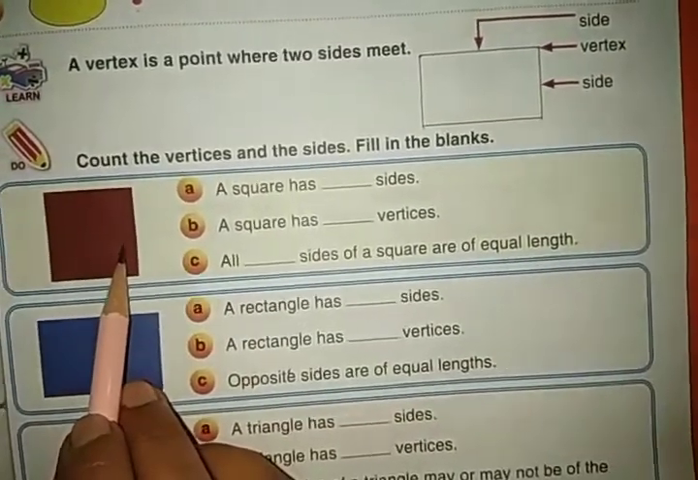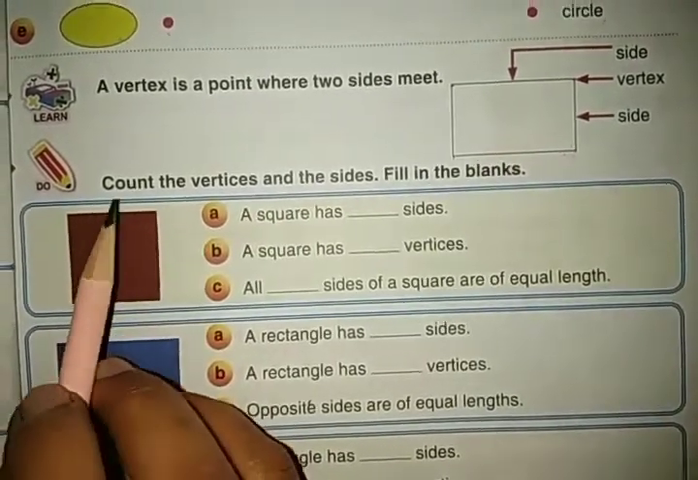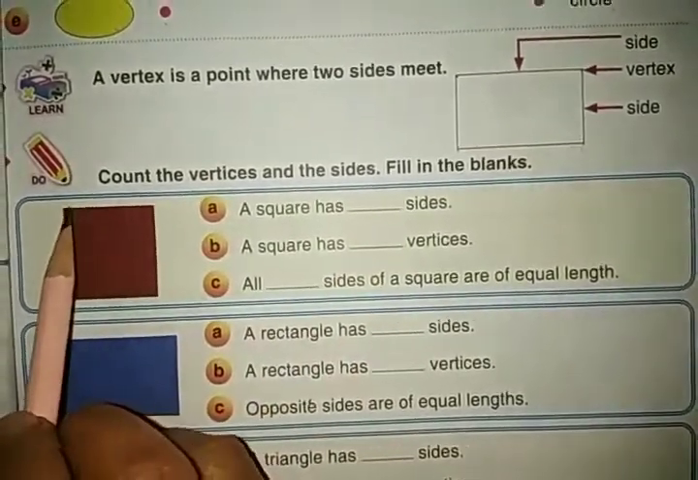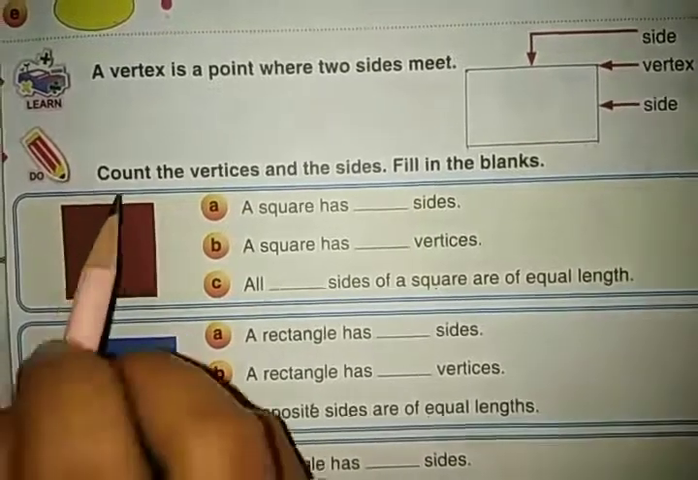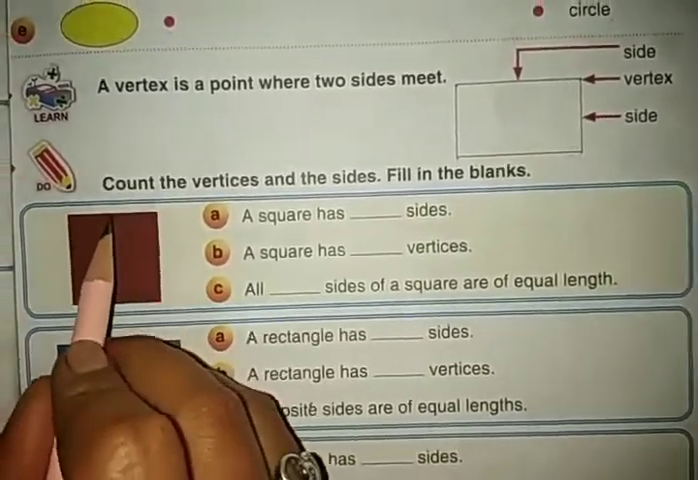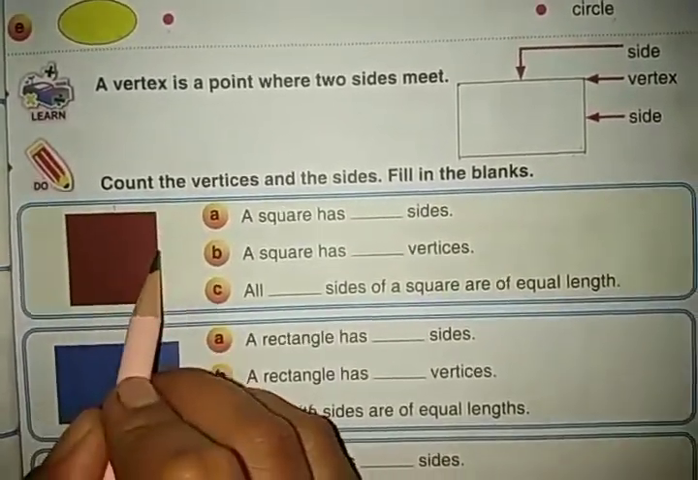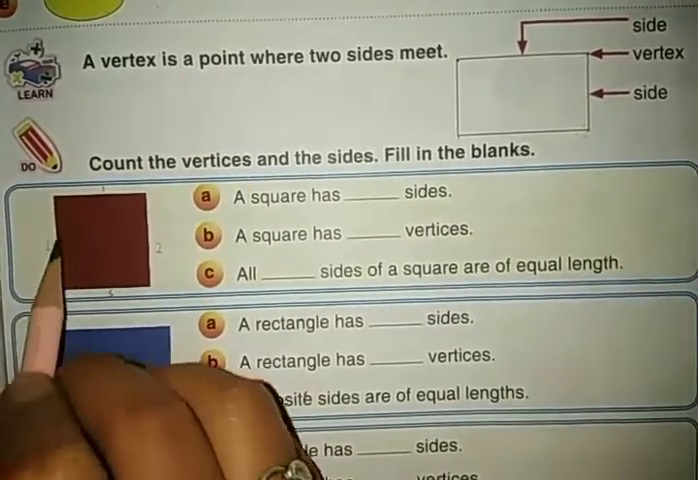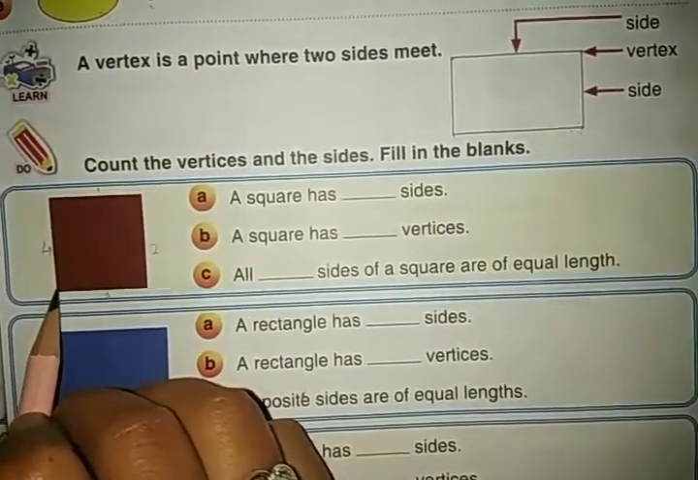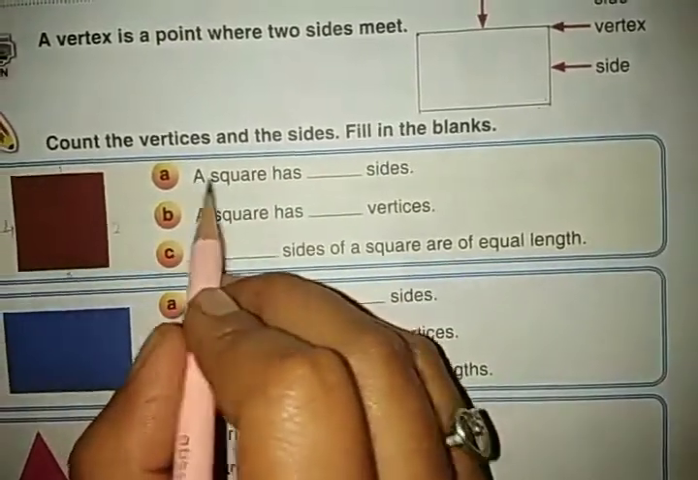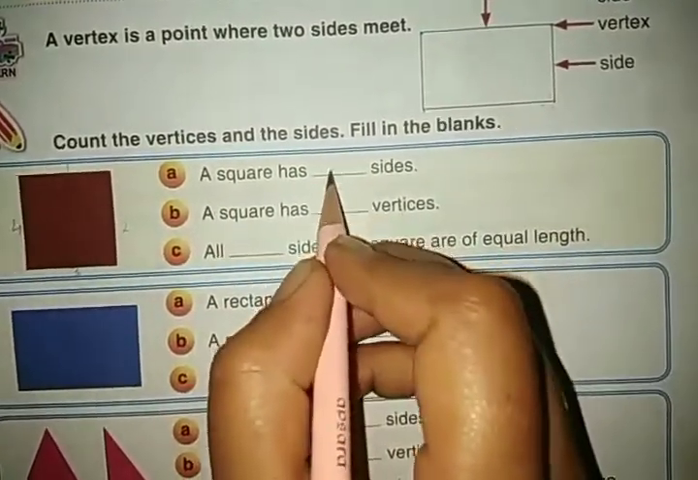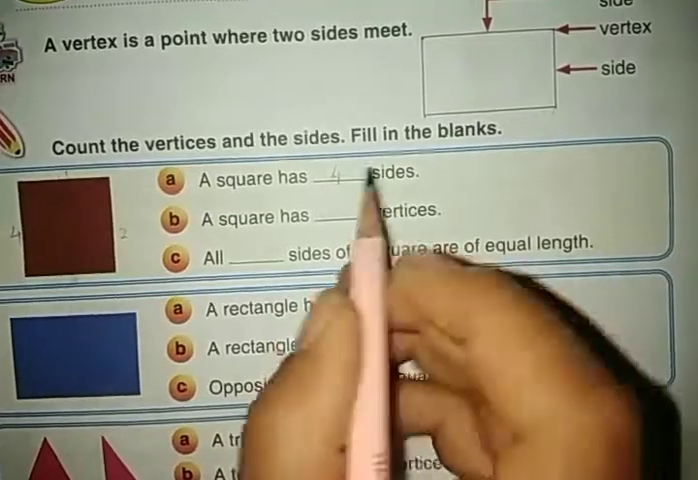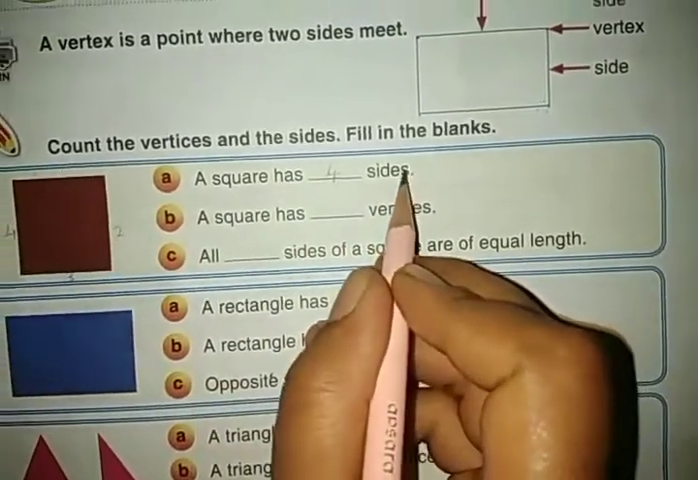Okay, let's count this. Children, sides means these lines. Okay, count the lines now. Okay, this is first line, this one is second line, this is third line, and this one is a fourth line in the square. So write here, a square has 4 sides. Okay, a square has 4 sides.